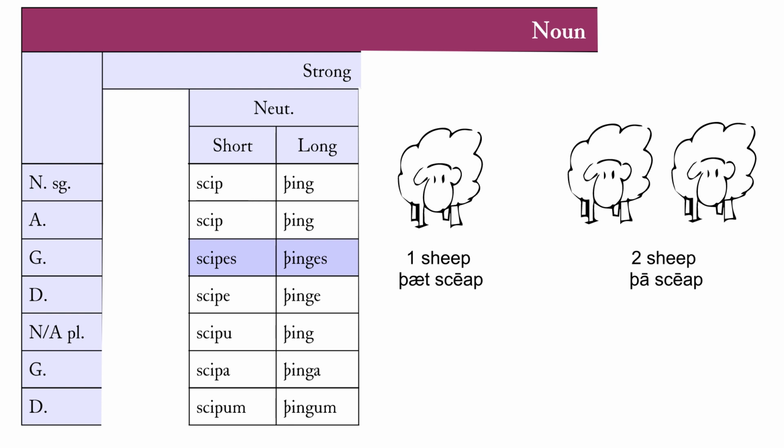Note that in Old English, you could still make out whether one was talking about one sheep or multiple sheep if the appropriate forms of the demonstrative pronoun were used. Þæt scēap would be singular. Þā scēap would be plural.